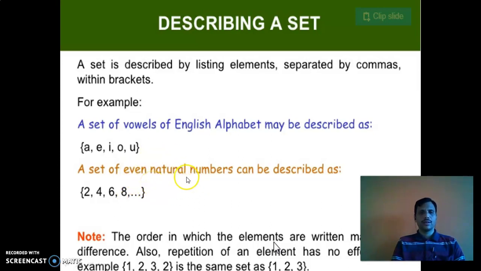Note that the order in which the elements are written makes no difference. So that means we can say that {A, E, I, O, U} can be written as {A, I, O, U, E}. Order is not important. Also, repetition of an element has no effect. For example, we take {1, 2, 3, 2}. So it is the same set as {1, 2, 3}. Repetition is not important in sets.